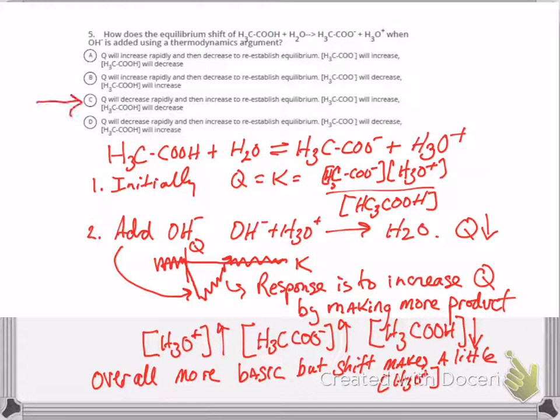And if we look at the answers, this would be Q. Q rapidly decreases, and then to reestablish equilibrium, the anion, the A-, will increase, and the acid will decrease.